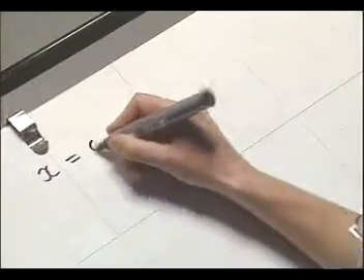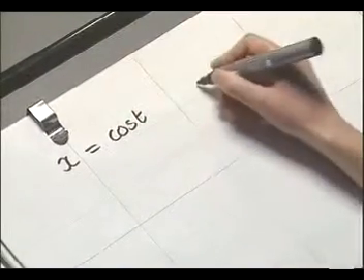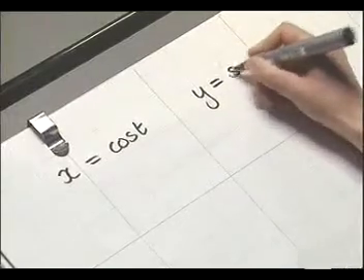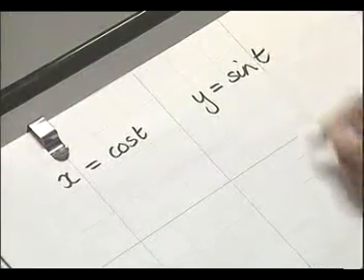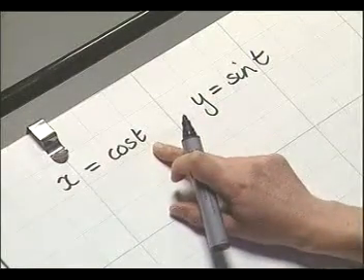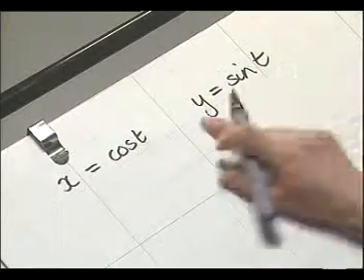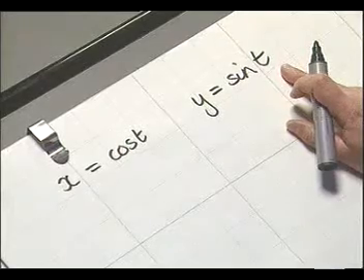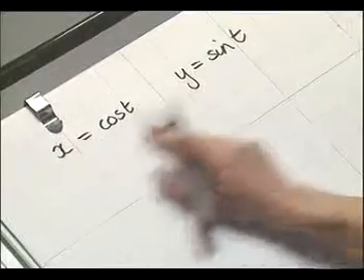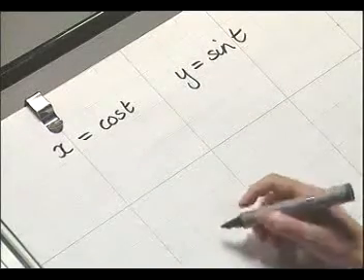x equals cos t and y equals sine t. That's our parametric equations. We have x and t related in one equation, and y and t related in the other equation. Let's have a look at what the graph looks like. And to do that, we substitute some values for t into both the equations, and we work out values for x and y.